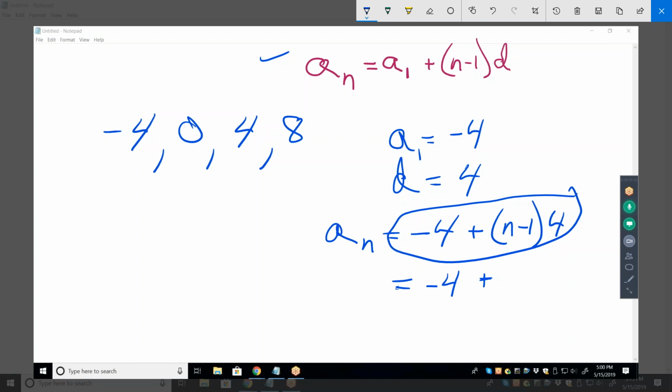Well, the only reason this is difficult for you is because the 4 is on the wrong side. Let's put the 4 on the other side. Okay. Now distribute it. 4n minus 4. Now simplify it.